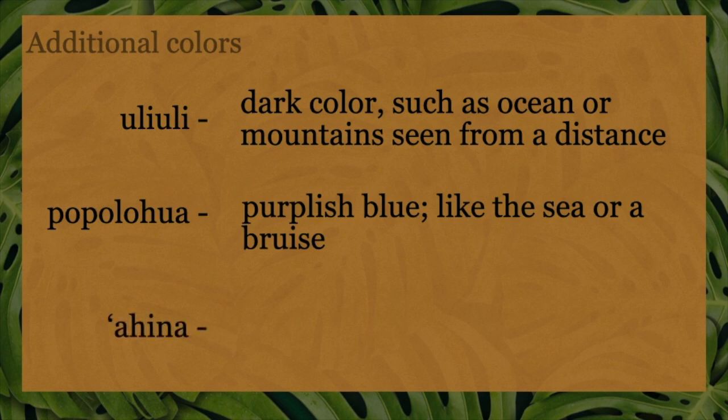And then ahina, well, this can be used sometimes to talk about gray, but it's also used to describe blue denim. So the material of blue jeans, you would say ahina.